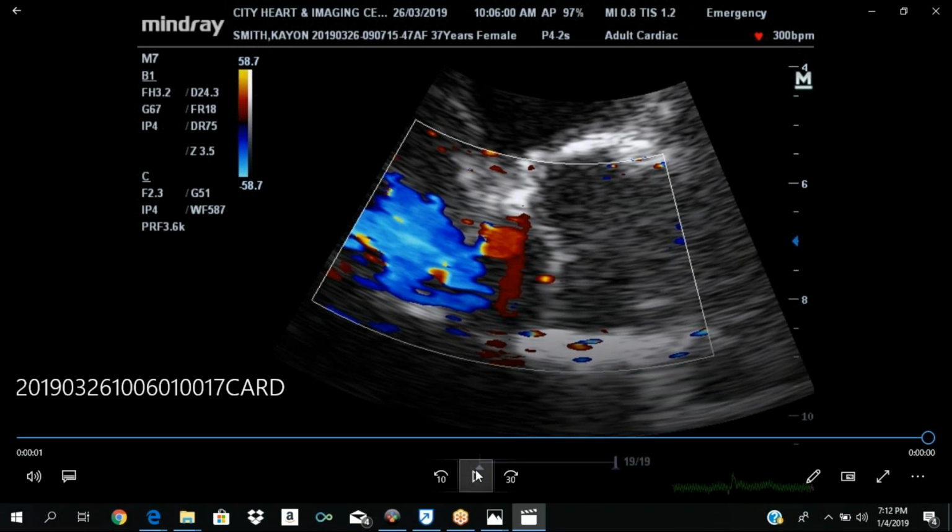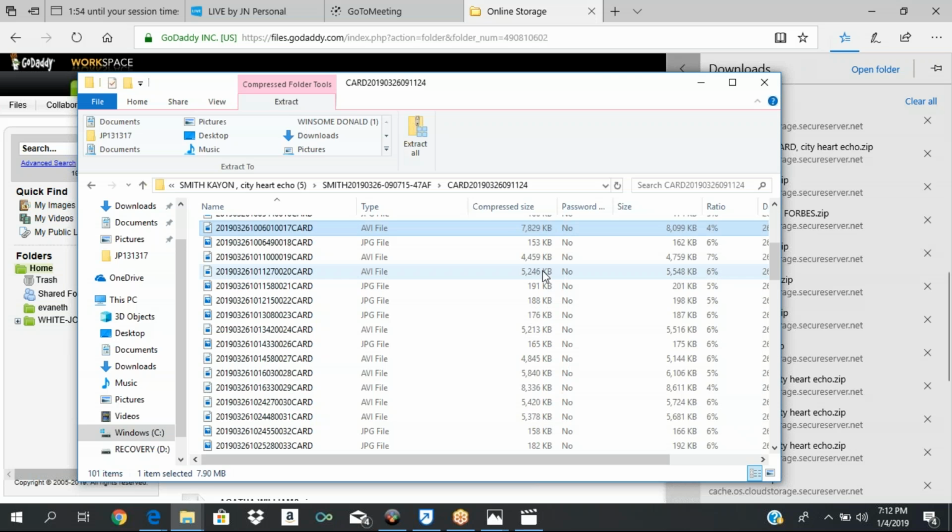So these are color flow Doppler, and we're looking for regurgitation or abnormal flow.